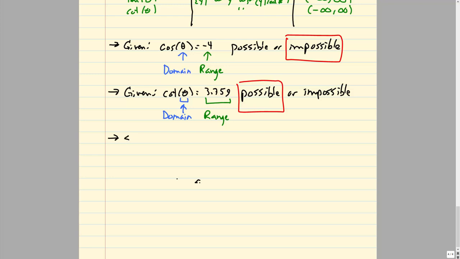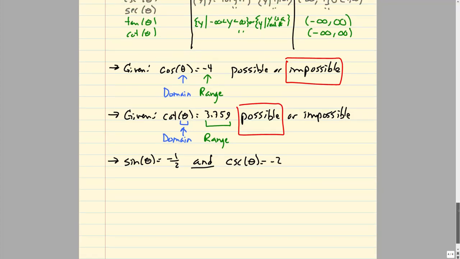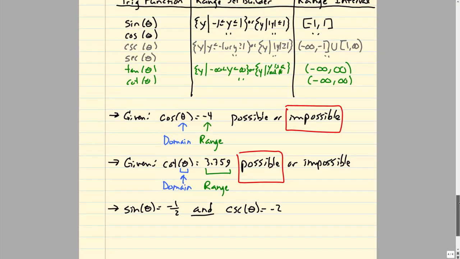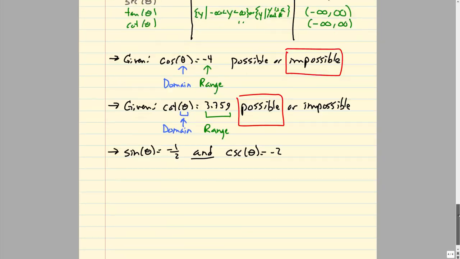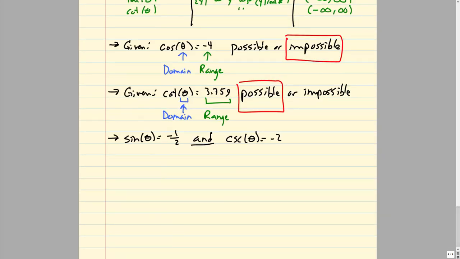The sine of theta is equal to -1/2. And at the same time, this has to be true, the cosecant of theta is -2. Okay, so sine of theta is -1/2. Could the sine of theta be -1/2? Well, if we come up here, here's sine, and if we come across, the range has to be between -1 and 1. -1/2 is between -1 and 1, so this is possible.